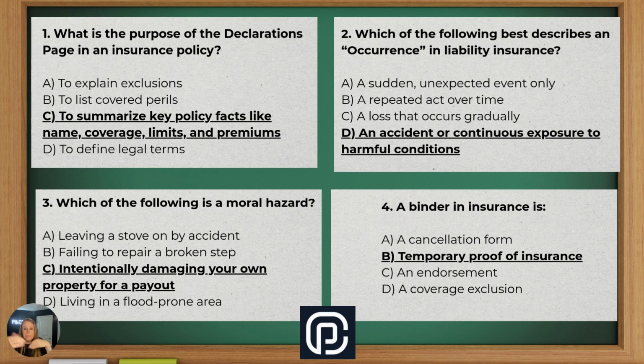It's doing something dishonest or doing something criminal. Morale with the E, M-O-R-A-L-E, is negligence, right? That's not doing something, which would be B, failing to repair a broken step, right? You're being negligent. You're saying, oh, you know what? I'm not going to do it. If somebody falls and gets hurt, the insurance company will pay for it, right? That's your negligence.